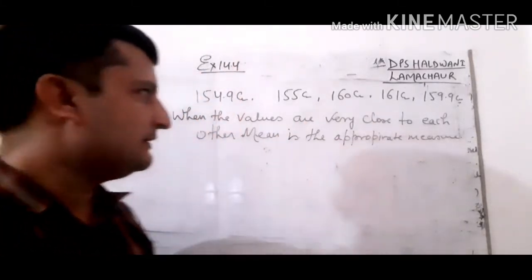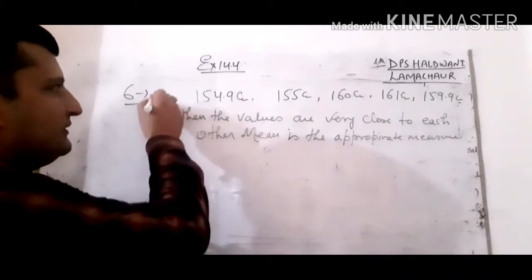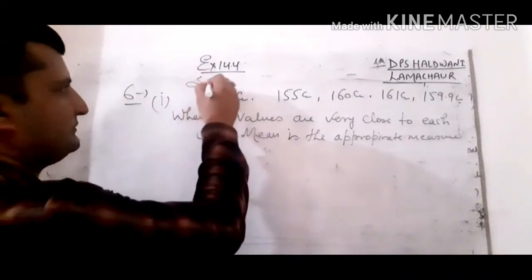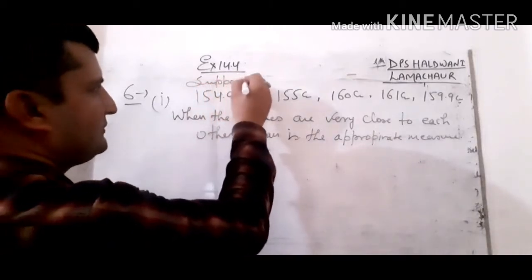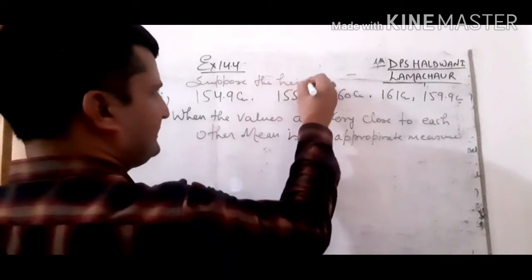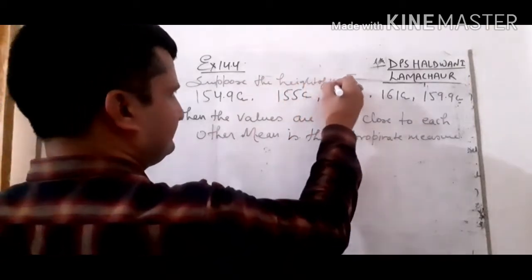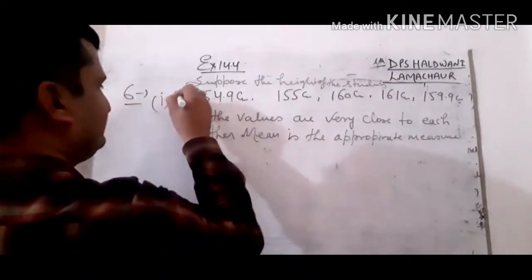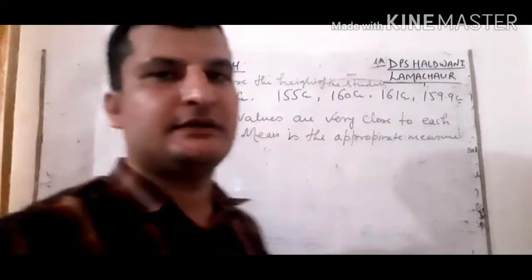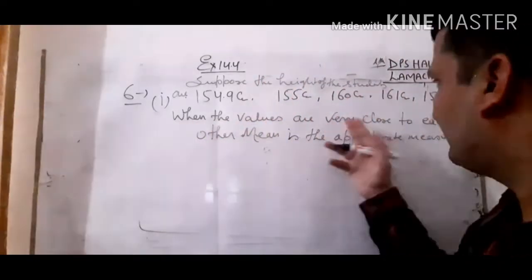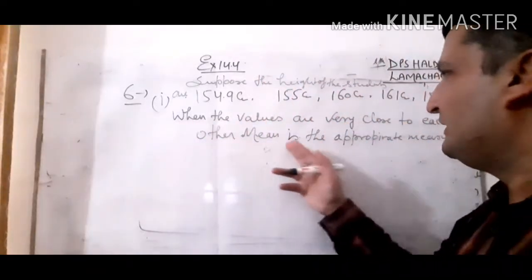So for the first part, suppose the heights of the students are this much. You can write it in your notebook also. So the answer is: when the values are very close to each other, the mean is the appropriate measure.